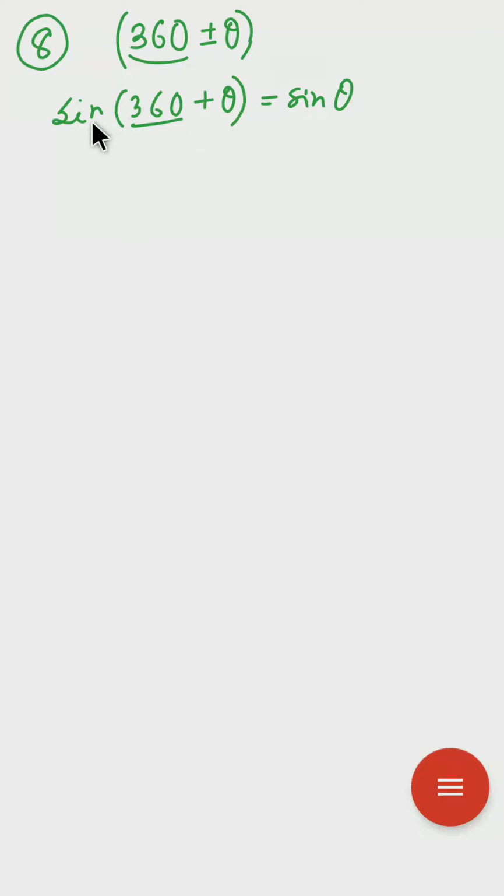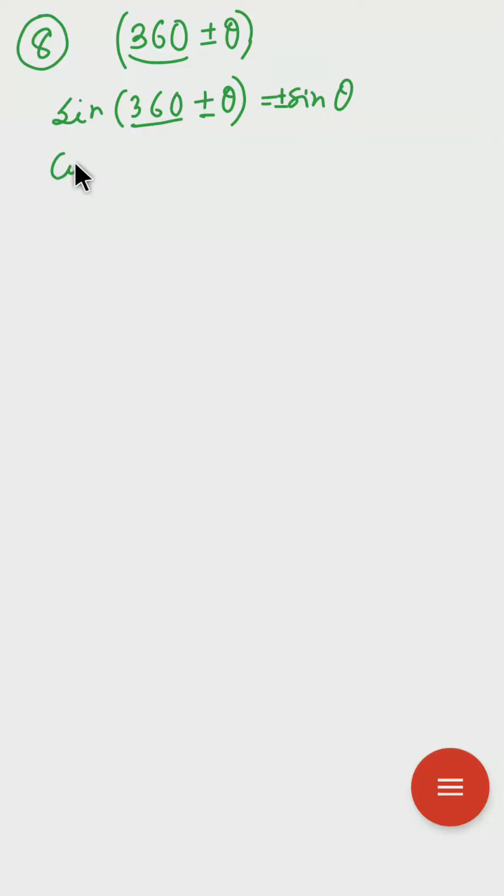If I have sine of 360 degree minus theta, then again we will neglect the first part because it is a complete circle, then a minus theta degree. So we will consider this as sine of minus theta, which comes as minus sine theta. So the value here we will write as plus minus sine theta, because sine of 360 plus theta is plus sine theta. Sine of 360 minus theta is minus sine theta.